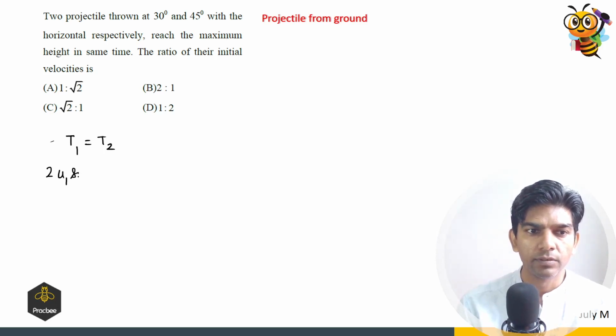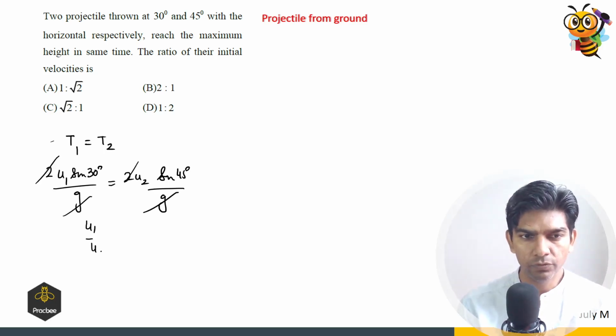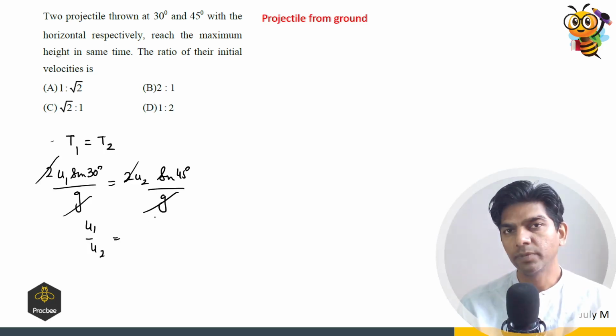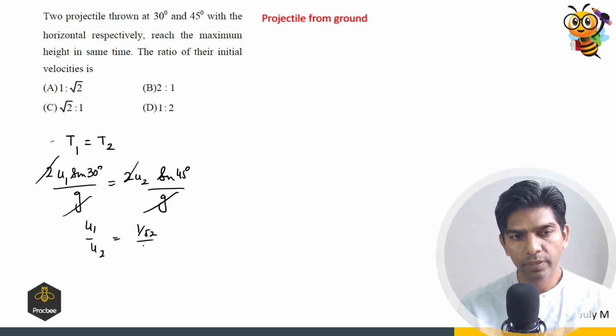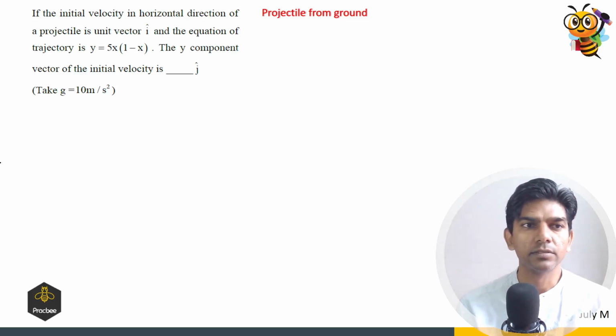So it will be 2u1 sin 30 degrees by g equals 2u2 sin 45 degrees by g. So 2 by g will get cancelled out. So u1 by u2 will be sin 45 by sin 30. So 1 by root 2 by 1 by 2. So that will be 2 by root 2, or it will be root 2. So root 2 ratio 1. So option 3 is the right answer.